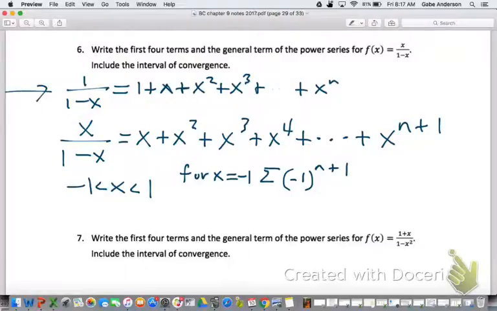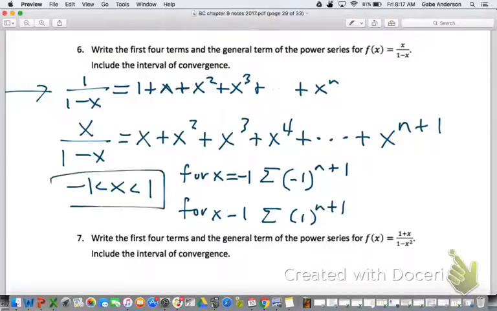That's just going to go -1, 1, -1, 1, -1, 1, depending on where you start. And then for x equals 1, you're just going to get sigma of 1 to the n plus 1. So that's just going to be 1, 1, 1, 1, 1. So yeah, I'd say the interval of convergence would remain the same. Good question. Okay. Anybody else? Okay, moving on.